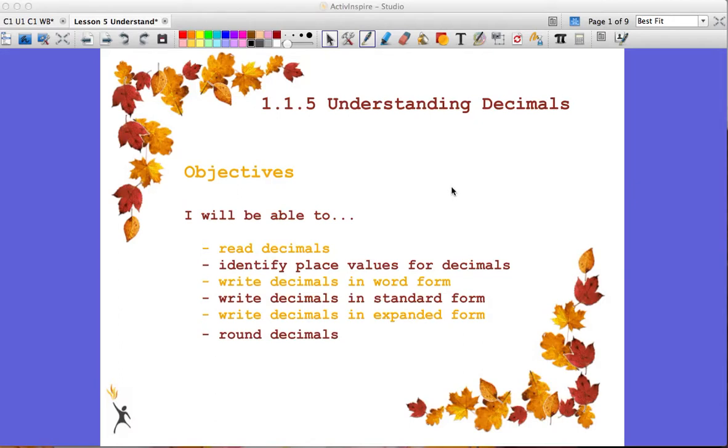Today's objectives: I will be able to read decimals, identify place values for decimals, write decimals in word form, standard form, expanded form, and round decimals. So this is quite a big lesson here, but it's a lot of stuff that you've done already with whole numbers. Now we're moving it on into decimals.